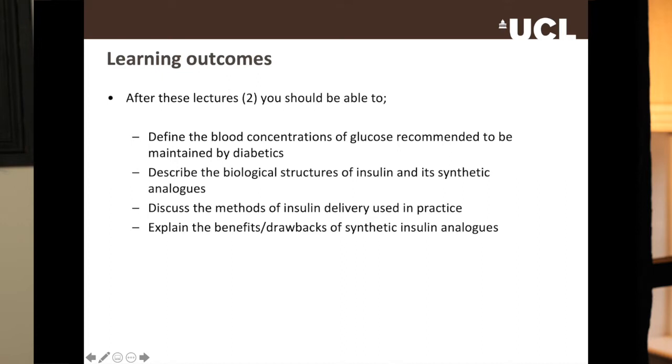Let's start by looking at the learning outcomes you should be able to achieve after these two lectures. And I should point out here, this is a two-part lecture. So this lecture is part one, and we're going to come back to some of these concepts next week in part two. So you should be able to define the blood glucose concentrations that are recommended to be maintained by diabetics. You should be able to describe the structure of insulin, that's its biological structure, and it's got a primary, secondary, tertiary and quaternary structure, so you should know that.